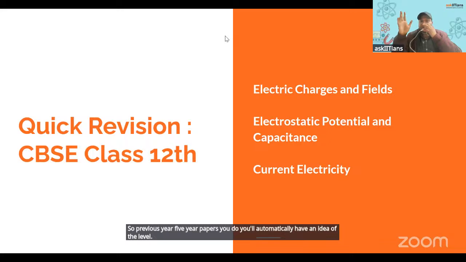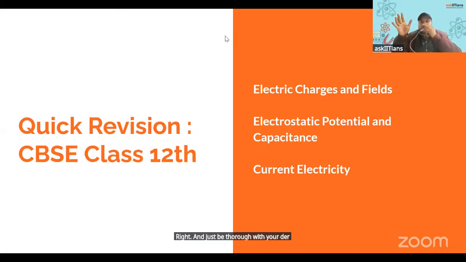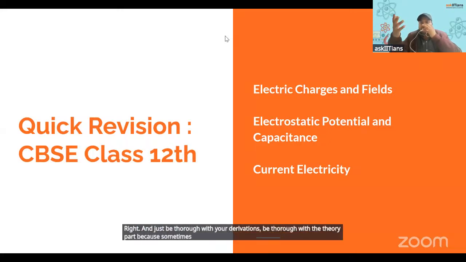And just be thorough with the derivations, be thorough with the theory part, because sometimes in numericals we might make calculation mistakes or something. And be thorough with the formula part. Even if you don't know how to solve a numerical, and if you know the formula, just write it down. Don't leave any question. Don't leave any question.